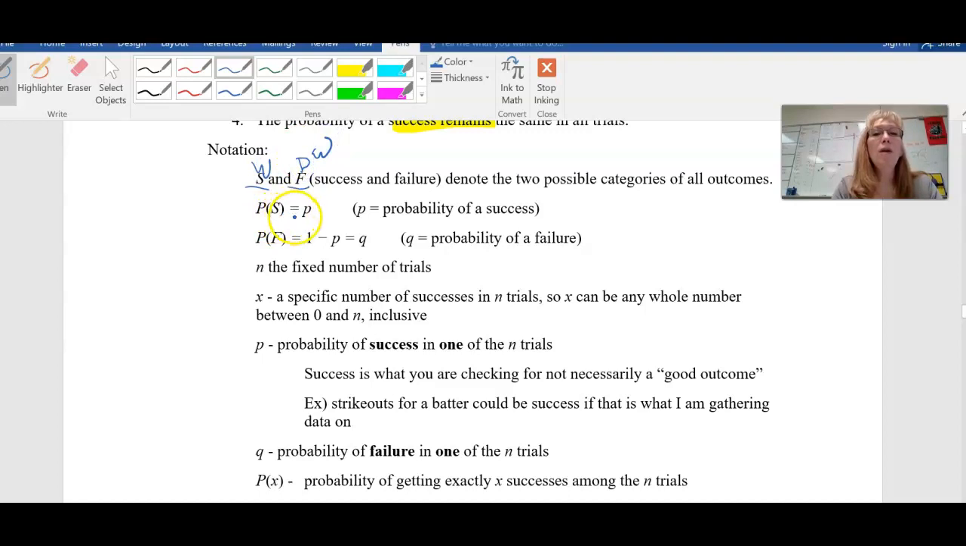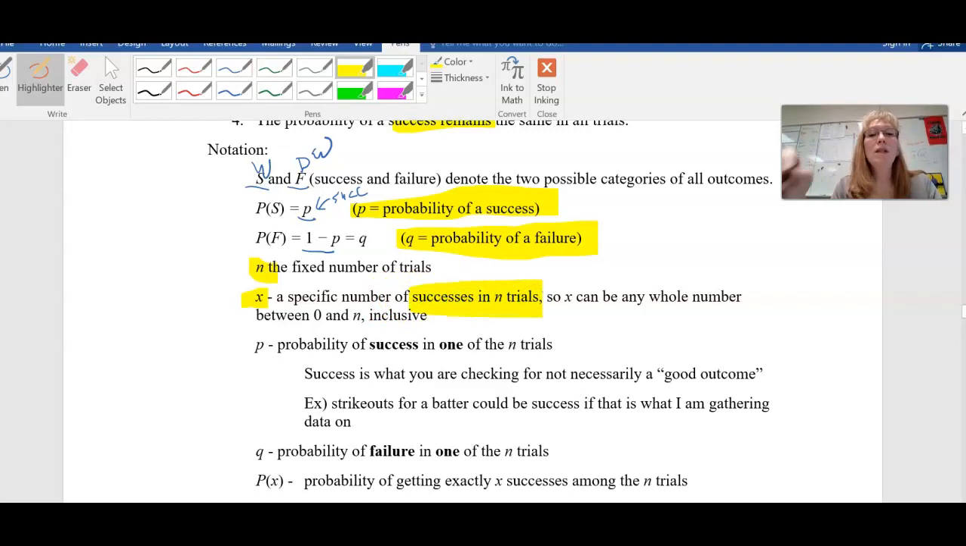Probability of success is P. Probability of failure is always 1 minus P, or Q. So P right here is success. Very important. And Q always goes with failure. So when you see this in your formulas, P goes with success, Q goes with failure. Don't forget. N is the number of fixed trials. So how many times are we doing this? X is how many successes in N trials we want.